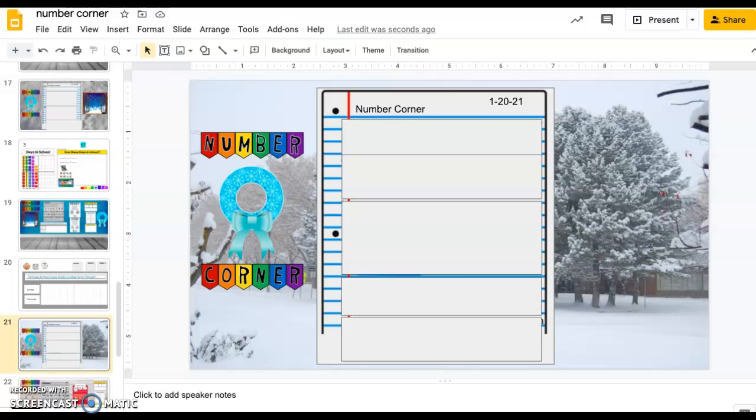Good morning, friends. Today is January 20th, 2021. You're going to start by writing number corner and the date at the top of your paper. Press pause if you need more time to do that.